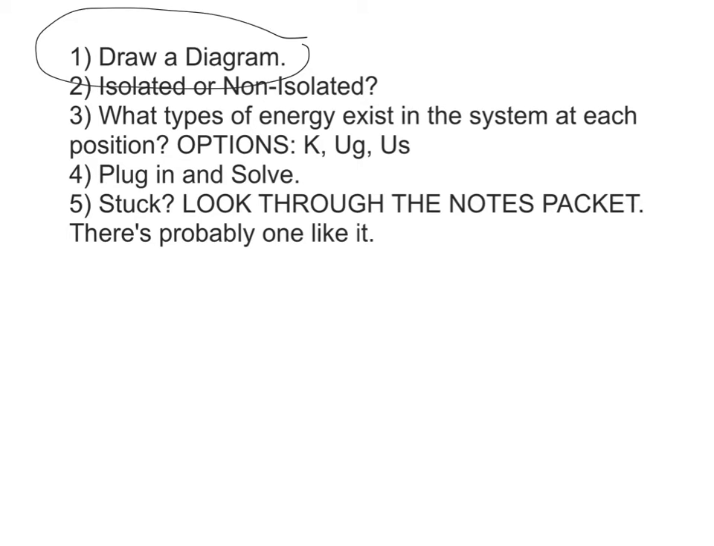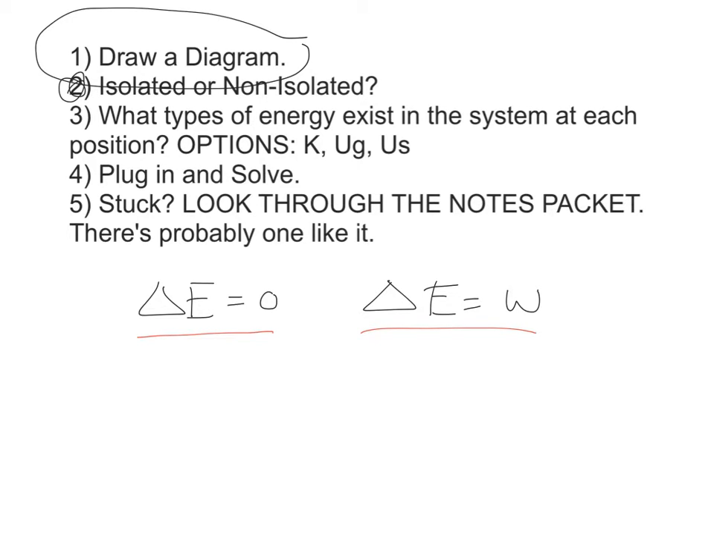All right, the next thing that you got to do as you're trying to solve the problem is decide if it's an isolated or a non-isolated system, meaning do you start with delta E equals 0 or delta E equals work? If there aren't any non-conservative forces there, then you're going to go with delta E equals work. On the other hand, if it seems like it's only gravity or springs, then you've got an isolated system. Only conservative forces act.